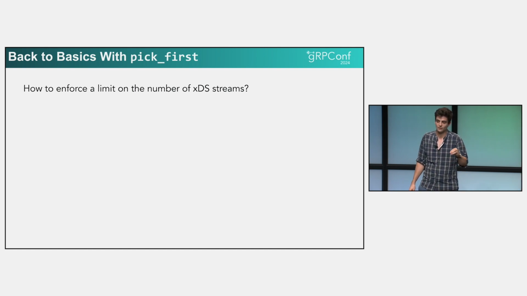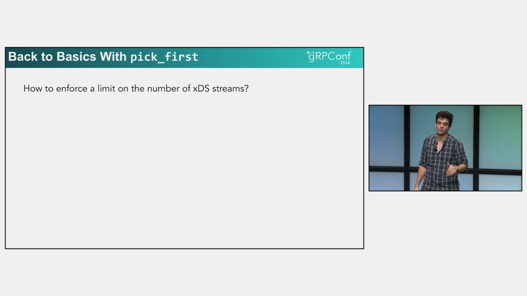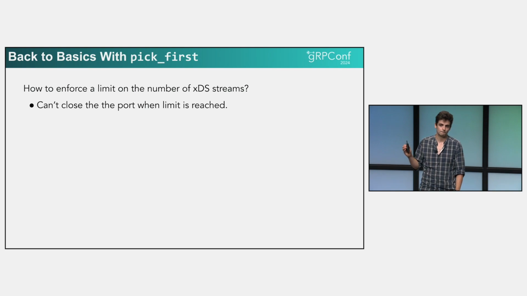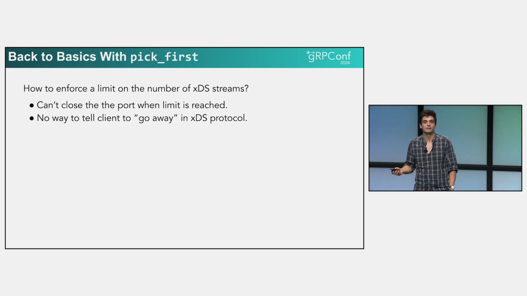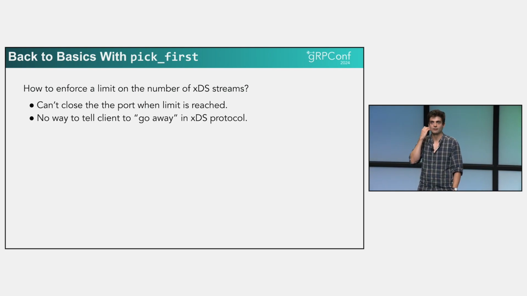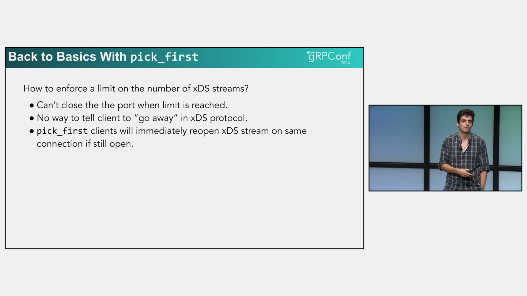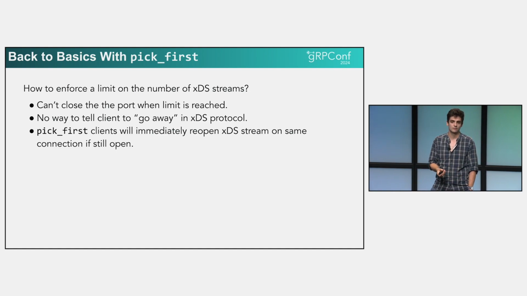So we have to look at what we can do at the protocol level. At the xDS protocol, we can't really do anything. There's no way to tell a client to go away, and there's no way to do that at the gRPC layer either. So we've got to look somewhere else. If we just close the xDS stream, what happens? Well, that's no good. The pick first client will always reuse the same connection if it already has a successful one. So if you close the xDS stream, it's just going to open it again on that same client.